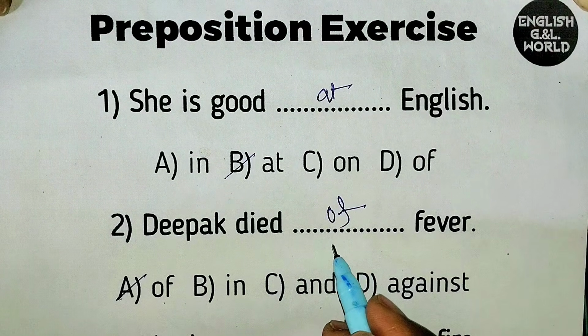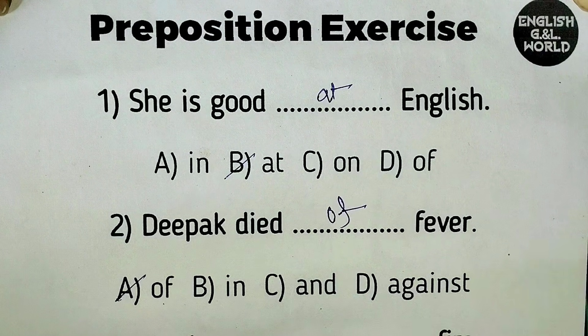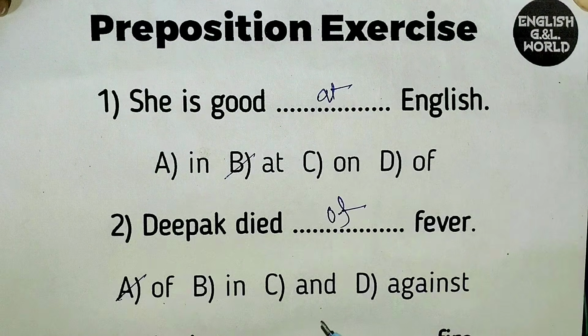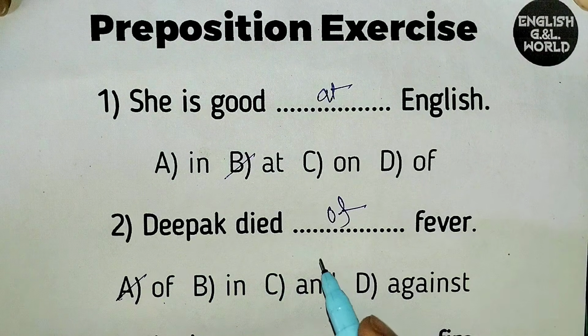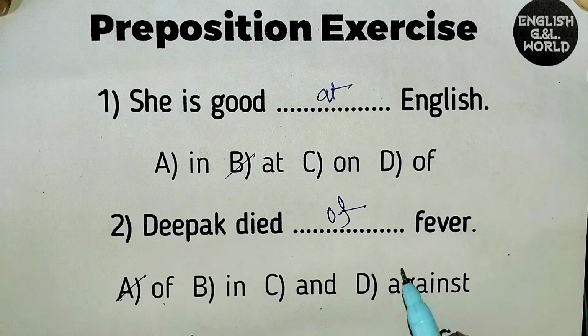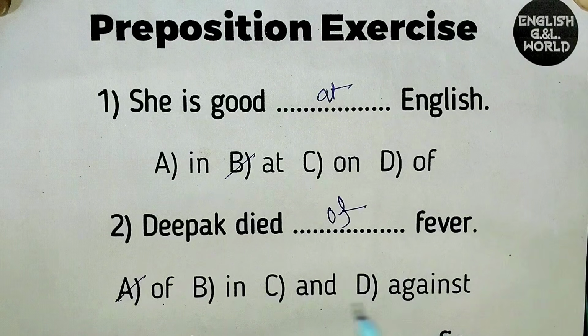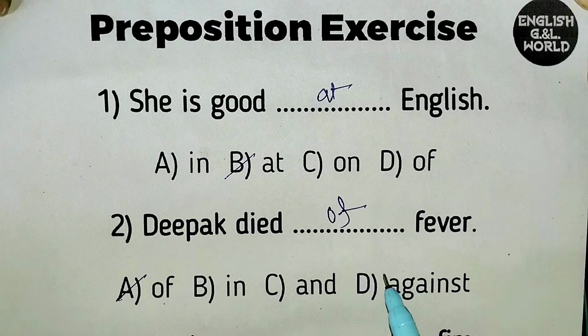But why off? Died of is an appropriate expression, and it is always used to indicate the cause of death. So you can say Deepak died of malaria, died of dengue, died of cancer. Of is the appropriate preposition. We should use of.